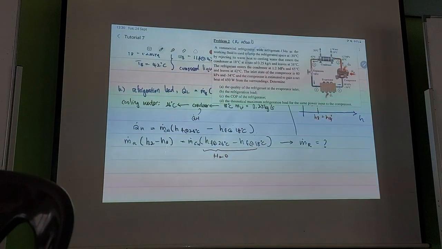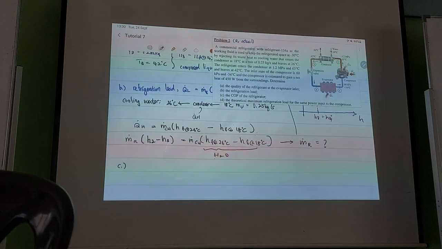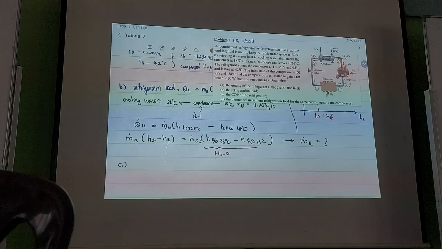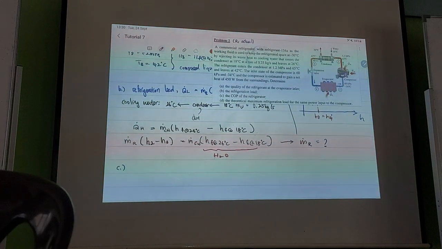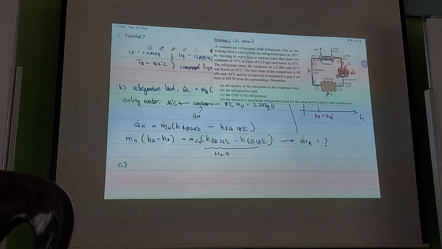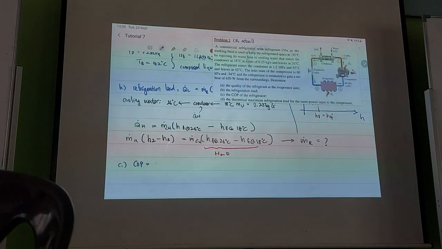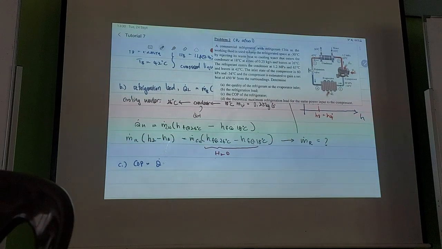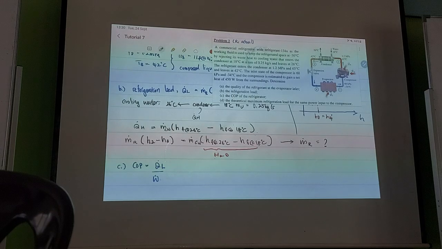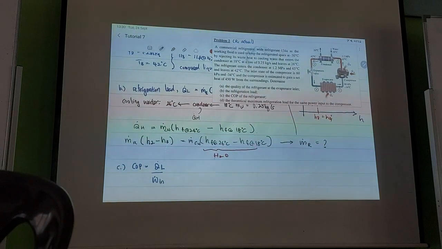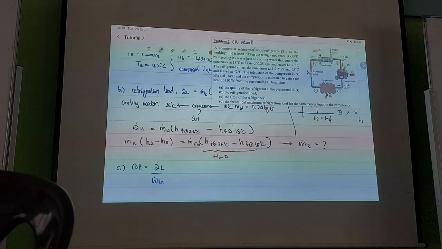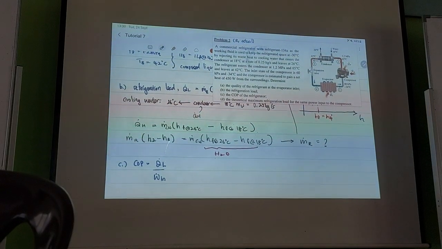Okay, so then we move on. Now that you found the refrigeration load, the COP also has a bit more work here. What is the problem here? COP is QL over work in. This is generally the equation, right? But here, there is again one small issue, which is this.